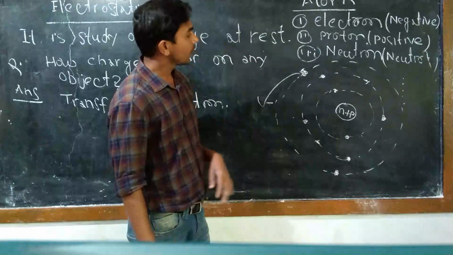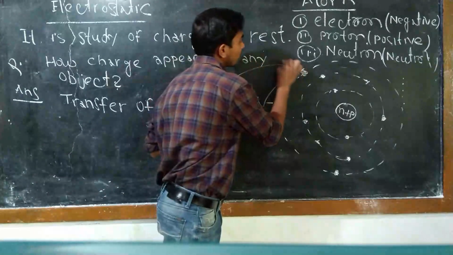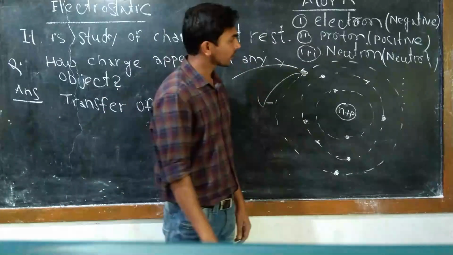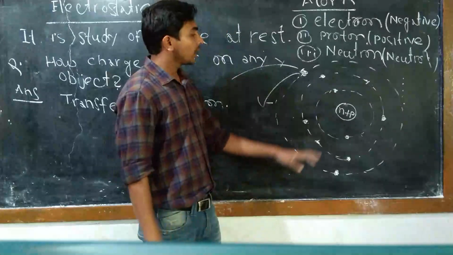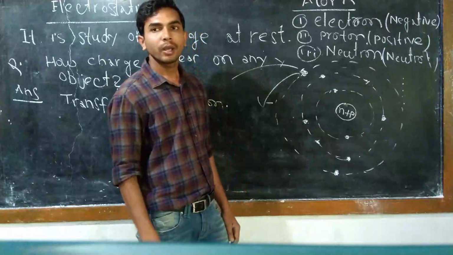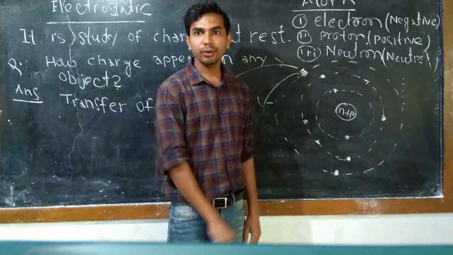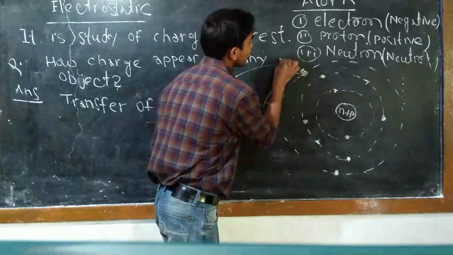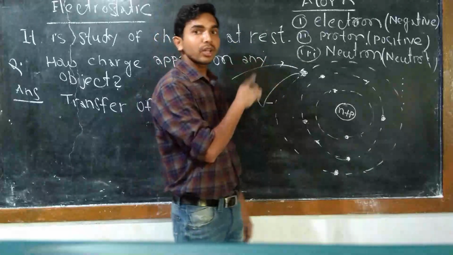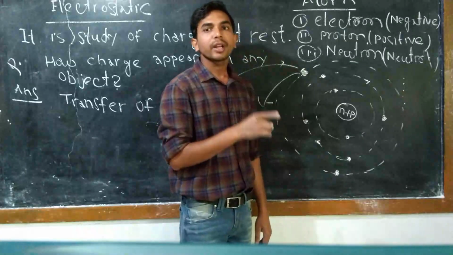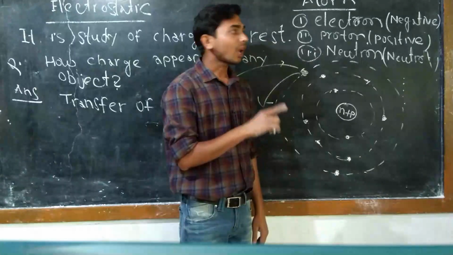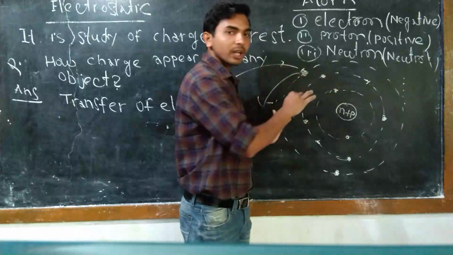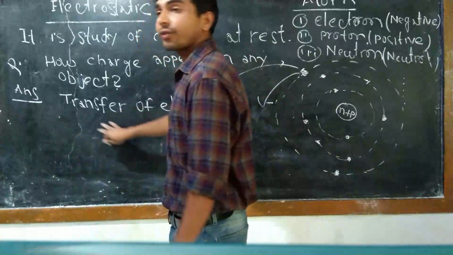Similarly, suppose I bring electrons to this atom. What is going to happen? The number of electrons will be more compared to protons, right? Yes or no? Yes. So what is going to happen? Now electron is having negative charge and the electrons are in excess, so now the body becomes negatively charged. So due to transfer of electron, two types of charge are possible, right?